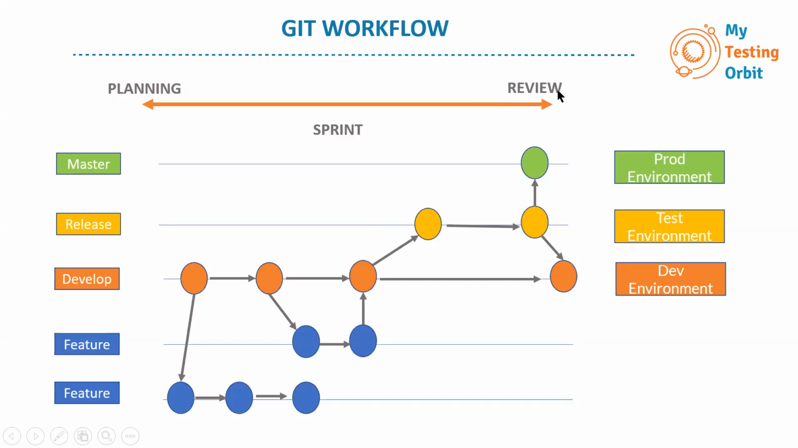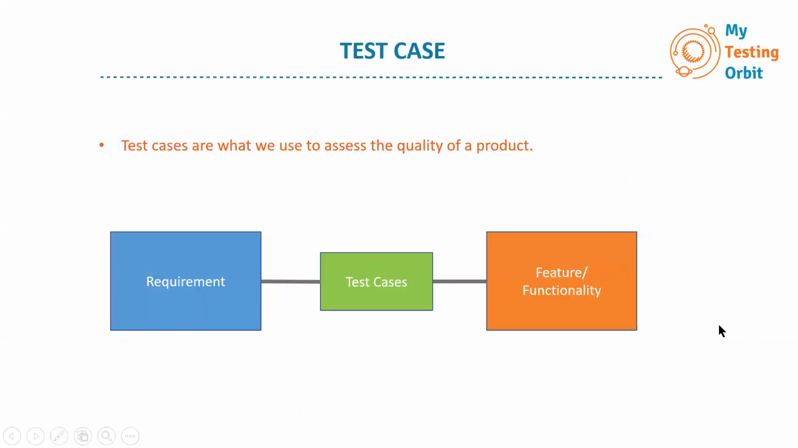At the end of the sprint, if everyone is happy, then we can move it to the master branch, which is ready for production. So if there are any questions regarding this workflow, then please let me know. Otherwise, we can proceed further. Okay, no questions. So we can go to the next topic.